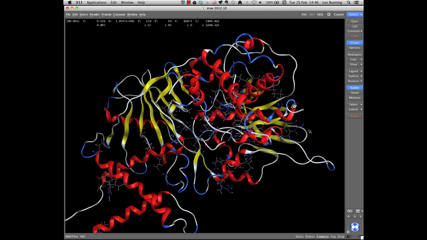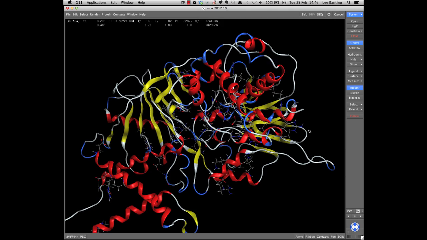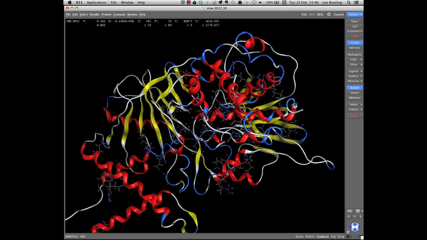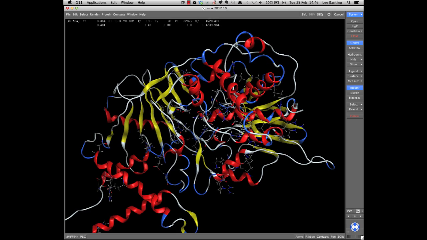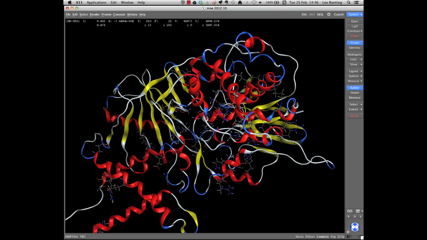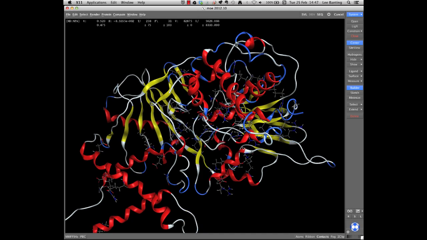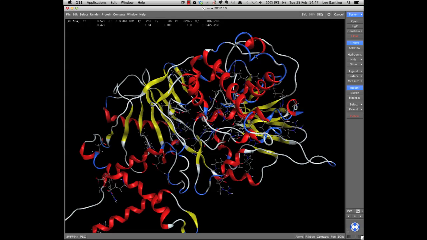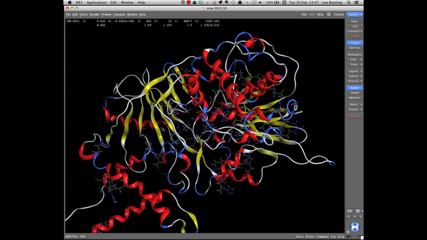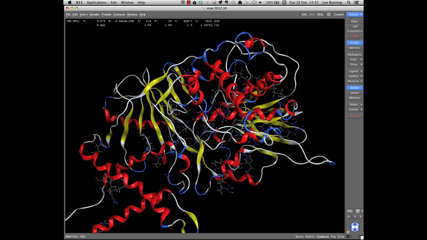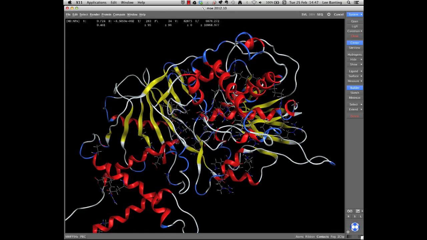And here is our protein under dynamical flux. The structure is being given thermal energy. You can see that the cartoons are changing as well. So you'll notice areas of red and blue. Red indicates alpha helical regions, blue indicates loops, and yellow ribbon areas. And you can see that structures fluctuate and change.